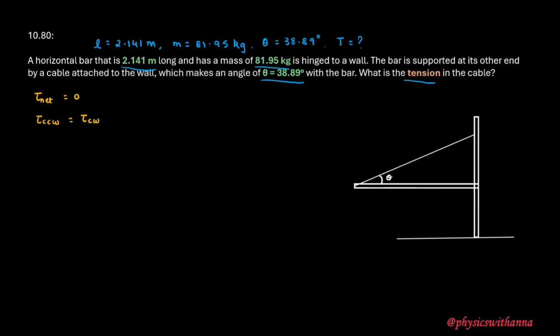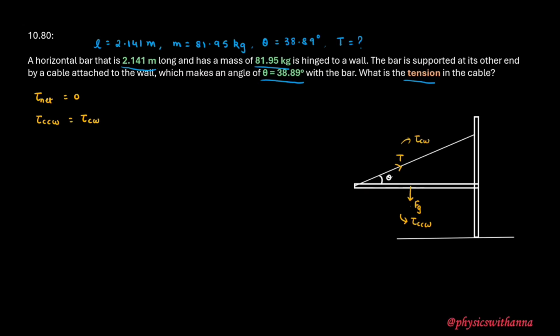Now, what are the forces producing the torque? The first force is force due to gravity, Fg, which acts along the center of gravity of the bar, which is at the same position as the center of mass. Then you have the tension in the cable, T, and this force of tension makes an angle theta with the bar. Fg produces a torque which is counterclockwise as it is pulling the bar down, so the motion will be counterclockwise, whereas tension produces a torque which is clockwise.